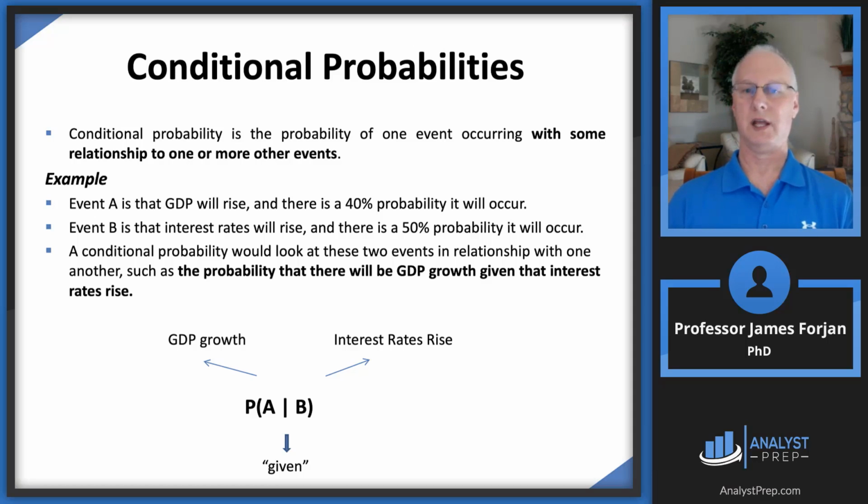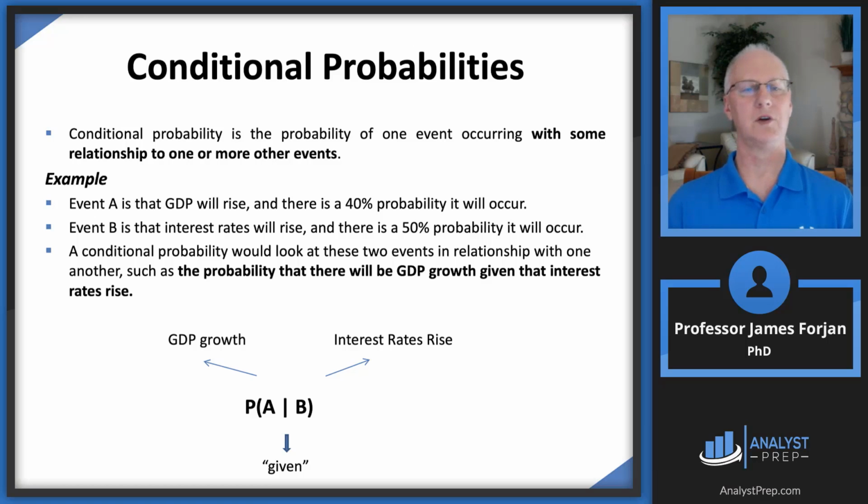Event B is that interest rates will rise. Now, if interest rates rise, it will tend to make our stock investments and our bond investments less valuable. It will tend to, but it depends on a bunch of other stuff. Let's suppose there's a 50% chance that this will occur. So the question then becomes, what is the relationship between gross domestic product and interest rates? Does one cause the other? Is there some correlation between those two? Clearly, as an economist, you would look at the relationship between GDP and interest rates, and you would think there's probably some relationship there.